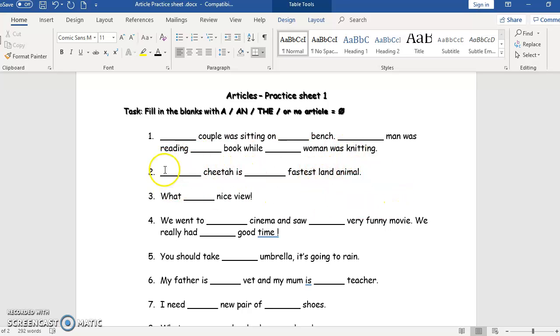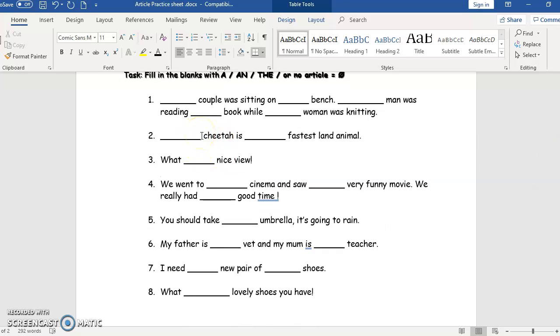I'll do number 2 with you as well, to help you, and then I'll leave you to do the rest. Try the rest on your own. Okay. The cheetah is the fastest land animal. Of course, it's every cheetah which is the fastest animal, but because we talk about a specific animal here, it's called the cheetah, and because we're talking about the fastest land animal, it's again the, because it's the fastest land animal.